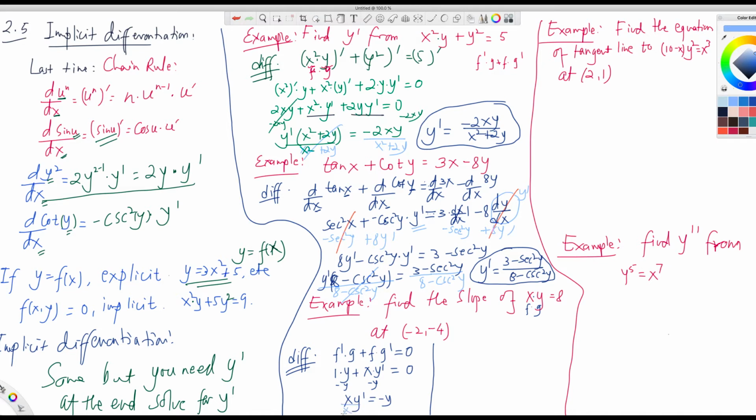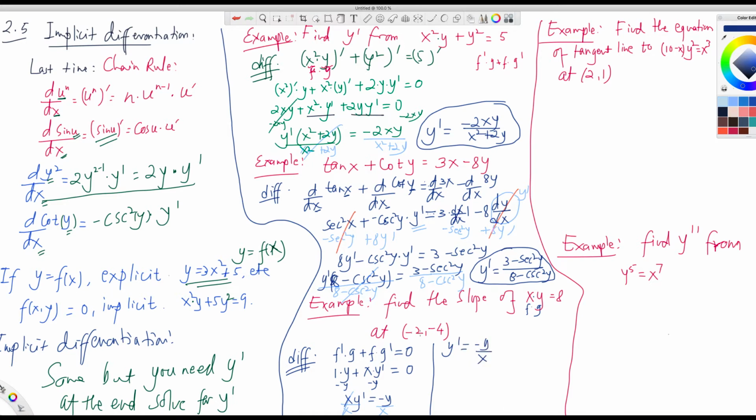Now solving for y prime means dividing by x. So what do you get? Divide by x, divide by x. So that will cancel out. So you get y prime equals negative y over x, okay?